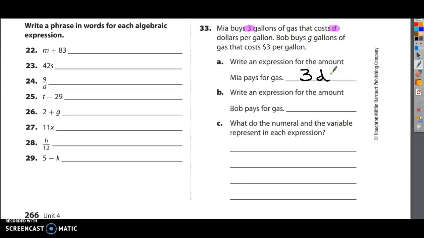Bob bought G gallons of gas and he paid $3 per gallon. Write an expression for the amount Bob pays for gas. It's 3G.